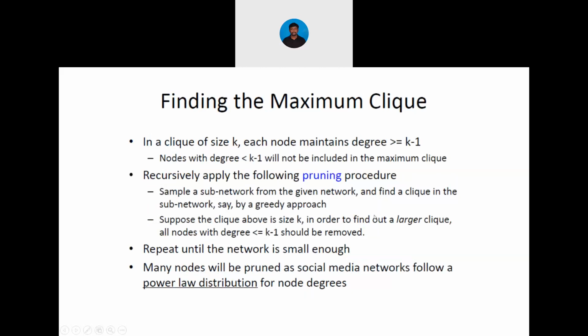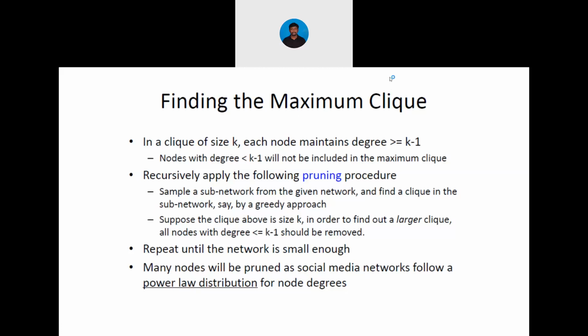There is a procedure to find the maximum clique. In a clique of size k, each node maintains a degree greater than or equal to k minus 1. Please make a note. Nodes with a degree less than k minus 1 will not be included in the maximum clique. There is a concept we have studied, the clique, and under that concept we are studying the maximum clique. So how to derive a maximum clique: in a clique of size k, each node, a clique of size k meaning a subgraph.